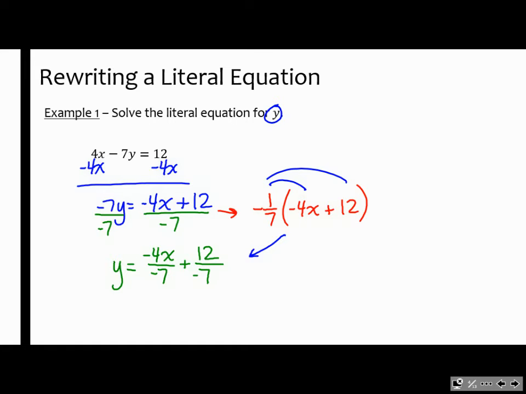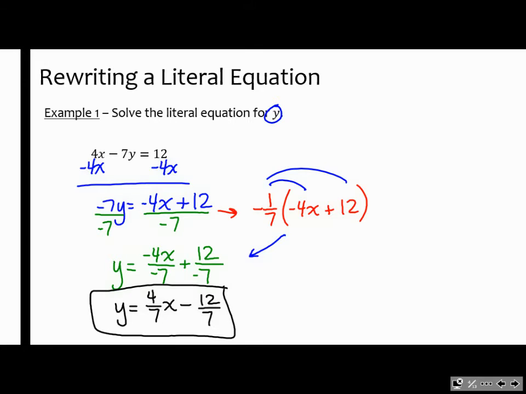And time to simplify. Y is isolated still. -4 over -7. Well, negative divided by negative is positive, but 4/7 doesn't reduce. I am going to write it as 4/7 x so that the x has that nice coefficient. And I don't have to rewrite 12 over -7 as a mixed number, but I am going to write it as subtract 12/7. And this would probably be the most appropriate way to write the solution.